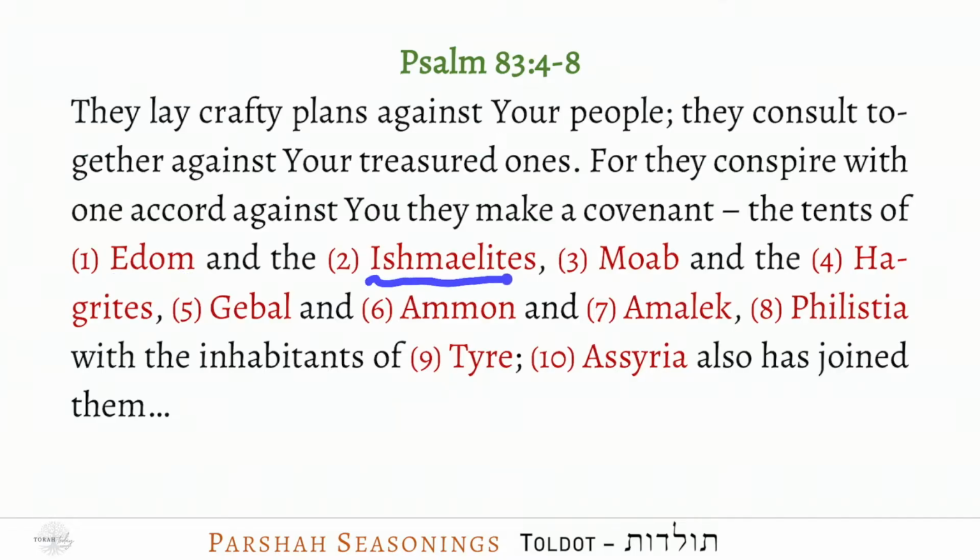And the Ishmaelites, now remember Ishmael, we spoke about him in last week's Torah portion. He was a son of Abram. You might call him Isaac's older half-brother. And Moab and Ammon, these were sons of Lot, Abraham's nephew. But anyways, Edom, Ishmaelites, Moab, the Hagrites, Gebal, Ammon, Amalek, Philistia with inhabitants of Tyre and Assyria also has joined them. How many nations do we have here? 10. Who's the ringleader? Esau, or Edom, the descendants of Esau.